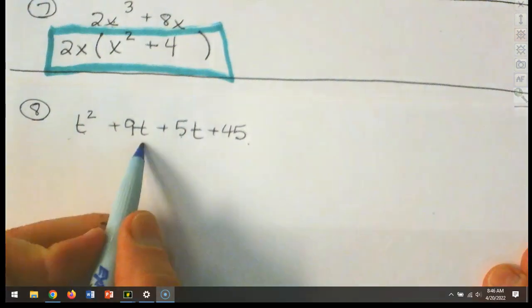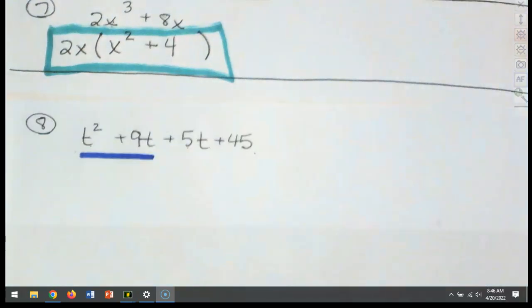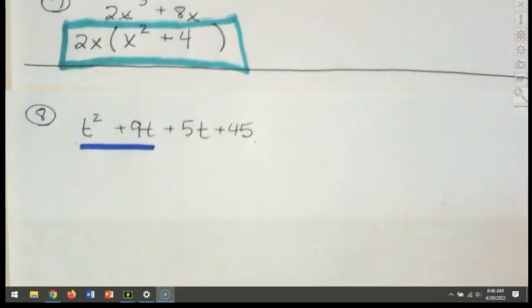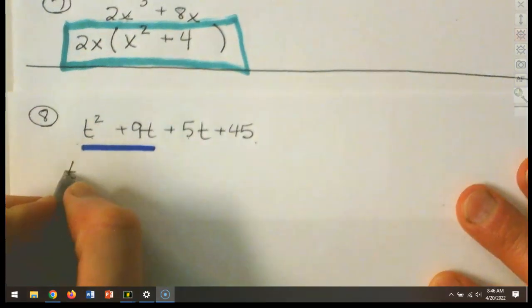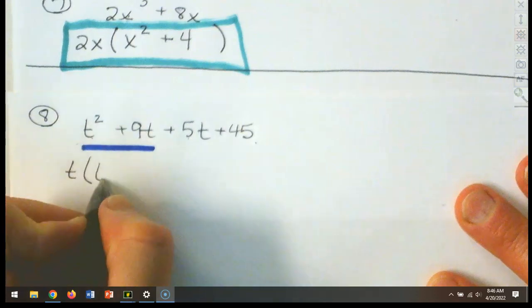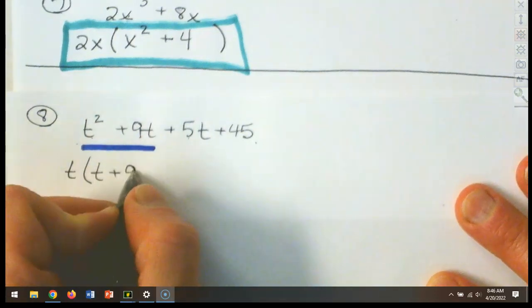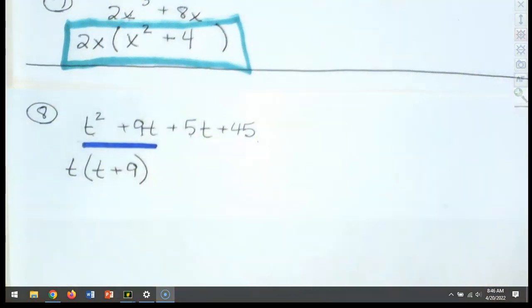Nothing comes out. These do have something in common, because a t squared and a 9t, what do they have in common? T. So the t will come out. T squared, take out a t, that leaves you with a t. That t is gone, so that's going to be a t plus 9, right?